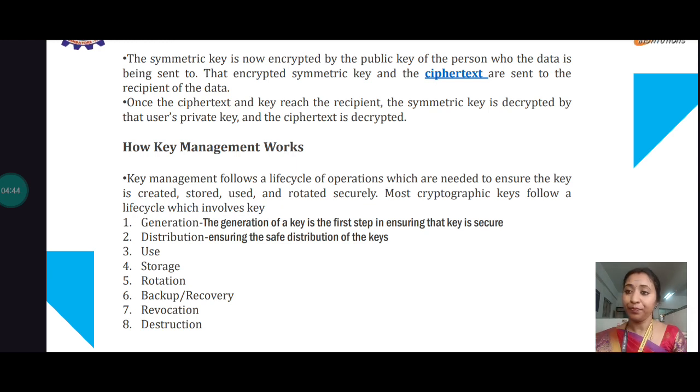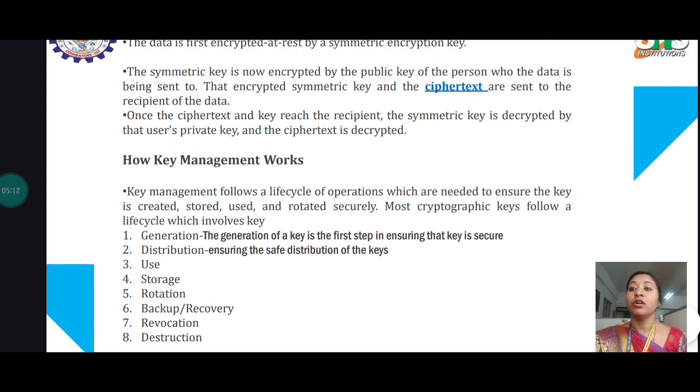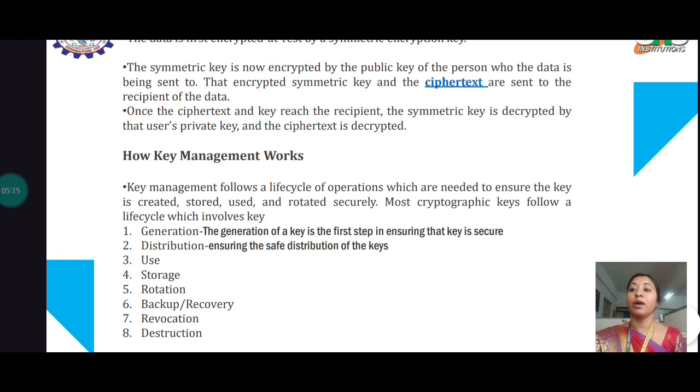We have to store all the data privately. And rotation, like a circular rotation for encryption and decryption, ciphertext and plain text. And backup and recovery: in case a hacker hacks it and changes the original data, we have to have a backup or recovery. With backup and recovery, we can recover our data. Revocation and destruction also come under this.